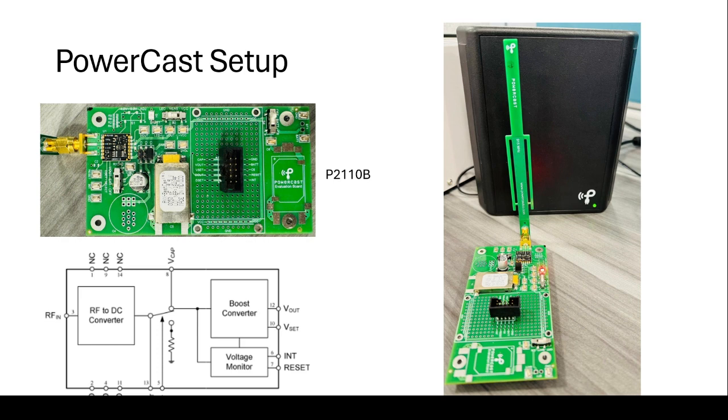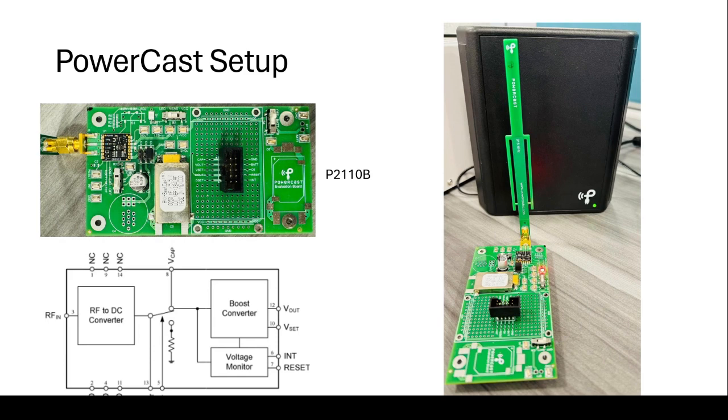We are going to power our microcontroller using the PowerCast setup called P2110B. This is a power harvester, which is a radio frequency energy harvesting device that converts radio frequency to direct current. The P2110B receiver provides the harvested energy to our microcontroller. It converts the radio frequency to direct current and then stores it in a capacitor.